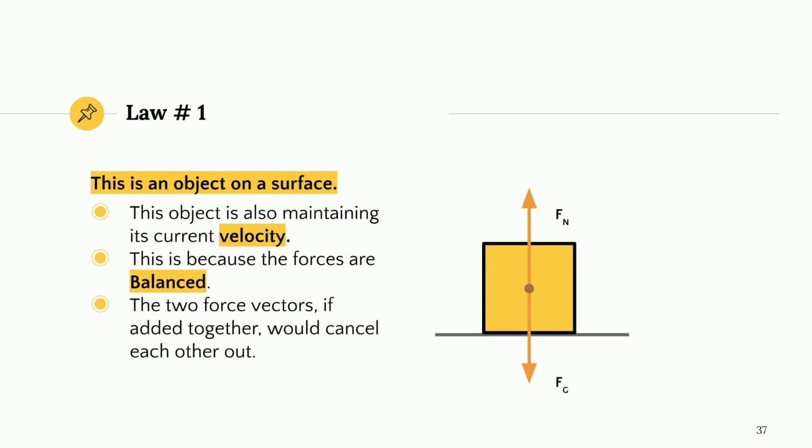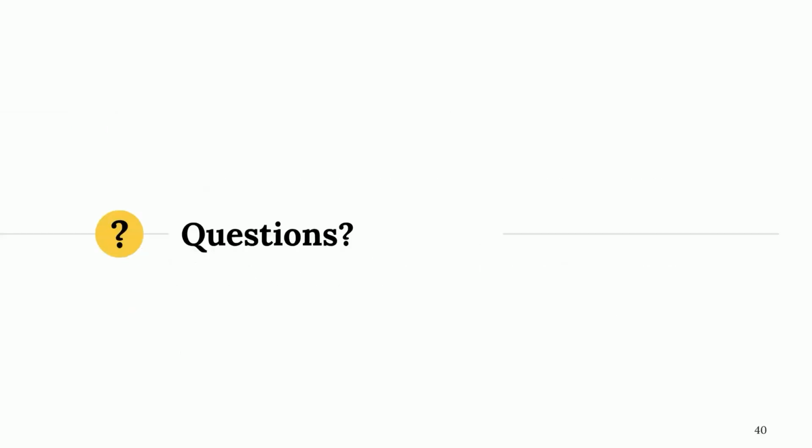It could be at rest. If it didn't have an initial velocity, it would be at rest. But since there are no unbalanced forces, it is not accelerating. And therefore, if it's not currently at rest, then it will stay not at rest, at the same velocity. Are there any more questions?